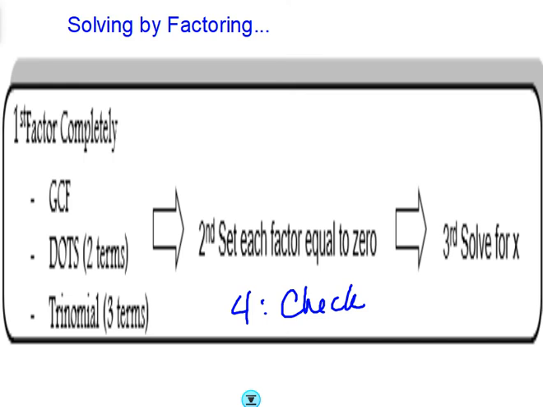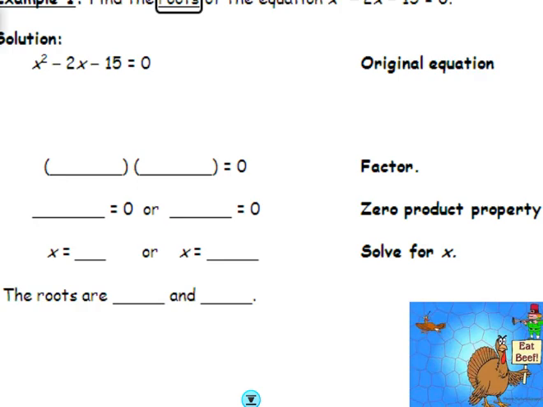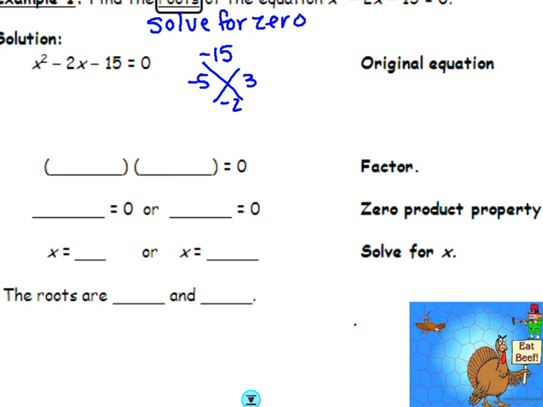Alright, let's look at a couple of examples. So I see a trinomial. It asks us to find the roots of the equation x squared minus 2x minus 15 equal to 0. Finding the roots means to solve for 0, or find your zeros. So we're going to factor. This is a trinomial, so we want to know what multiplies to give me negative 15 and has a difference of negative 2. So negative 5 and 3.